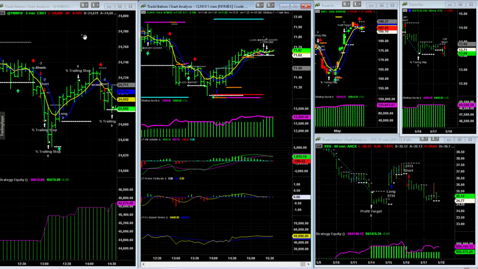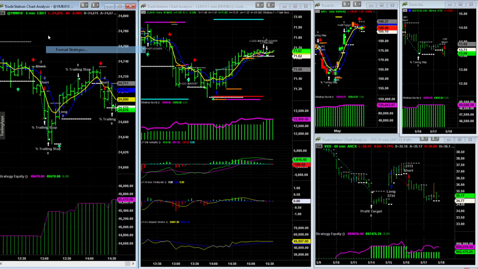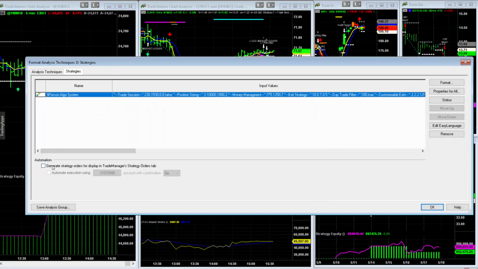There is a function that, when, for example, we don't like a trade, and here we have a setting, format strategies. If we go up here to format strategies, first thing we can do is generate orders to display in the trade manager strategy tab order, and you can auto execute. And you can turn that on and then account with confirmation. And if you turn that on, now if you hit this and you go, I agree, which I've turned the system right now, whether it's on or off, isn't going to take a trade.